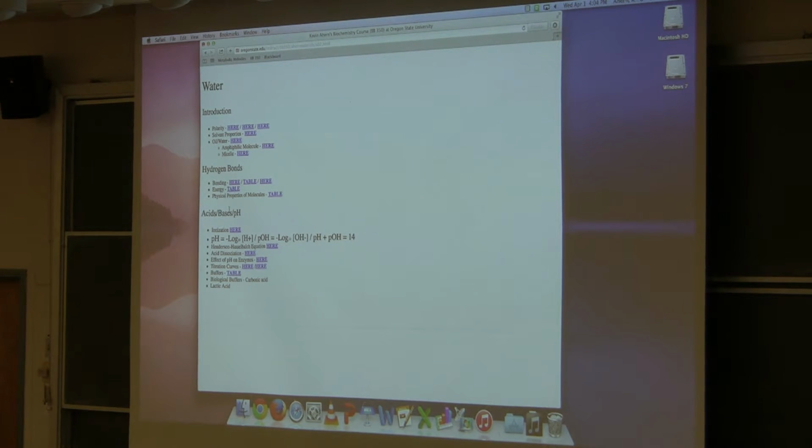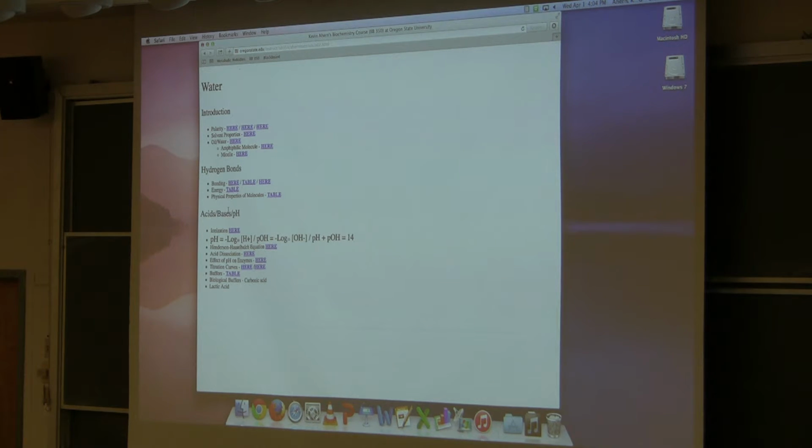So a buffer is basically a system of a weak acid and a salt. A buffer is basically a system that contains a weak acid and a salt. A system that contains a weak acid and a salt is able to resist changes in pH. How might we change pH?